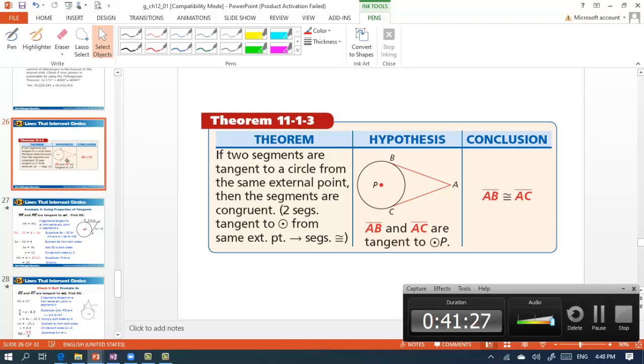If two segments are tangent to a circle from the same external point, then the segments are congruent. It means if we have a point A, an external point, and we have two segments from that point drawn to a circle, touching the circle at points B and C, and this is the external point, the green point, then these lines are definitely tangent to the same circle P, so they have to be congruent.